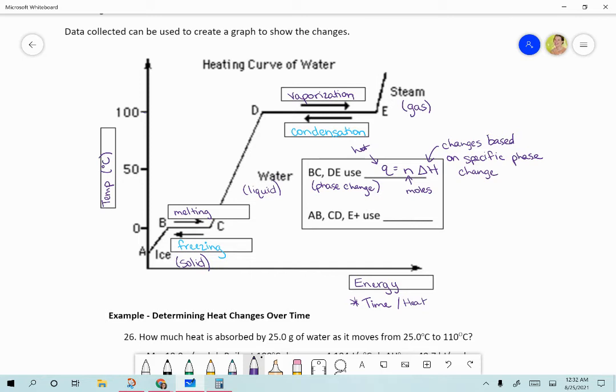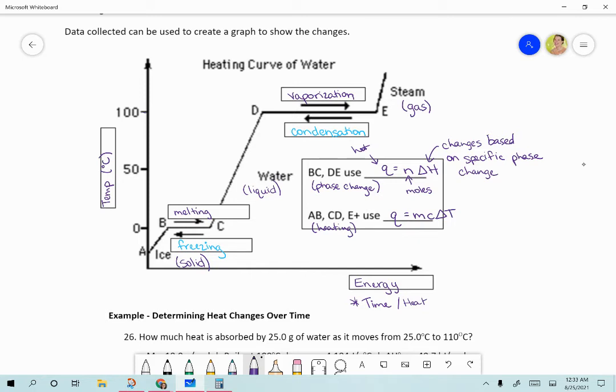Okay. So these other sections from A to B, from C to D, and from E up, where we have those diagonal sections. So that means that I am increasing both in temperature and in my energy. That's where we're going to use the equation Q equals MC delta T, the very first equation we started with in this section. So what we have here, it's just heating. We're just heating up. We're just heating our substance.